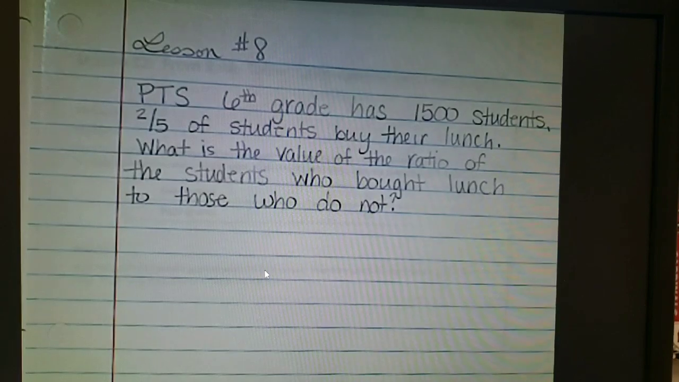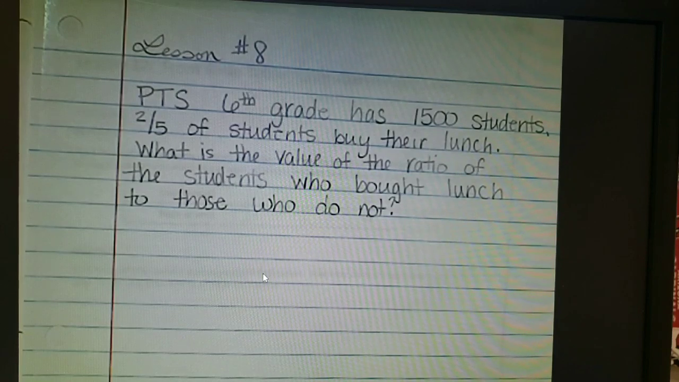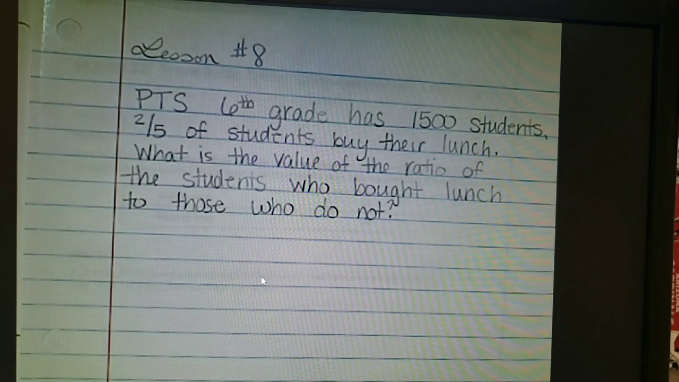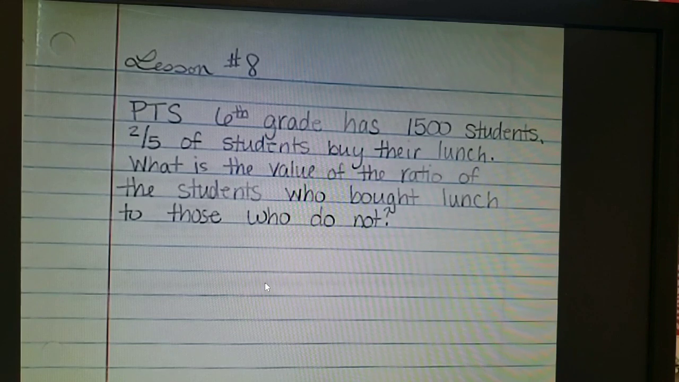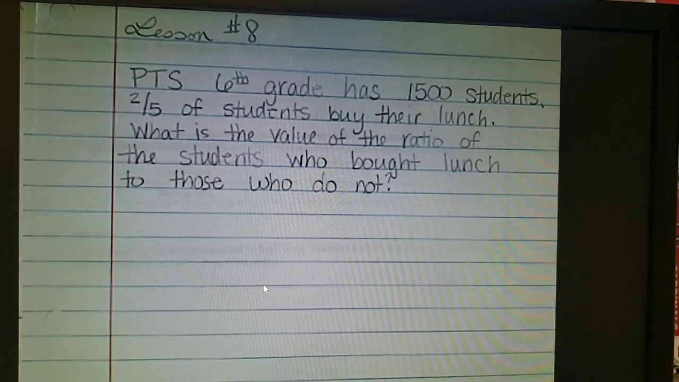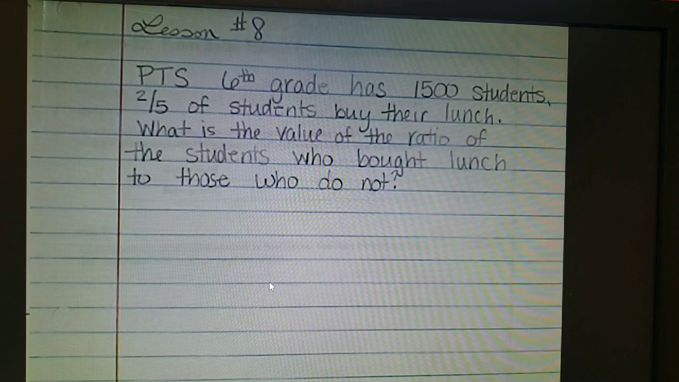We are going to look at a problem from lesson number 8. Lesson number 8 is actually really simple, except for the very last problem on your homework is confusing. So what I've done is I've created a problem that is similar to it so that you can use this to help you answer the question for your homework. So PTS 6th grade has 1,500 students. We have a lot of 6th graders. 2/5 of the students buy their lunch. What is the value of the ratio of the students who bought lunch to those who do not?